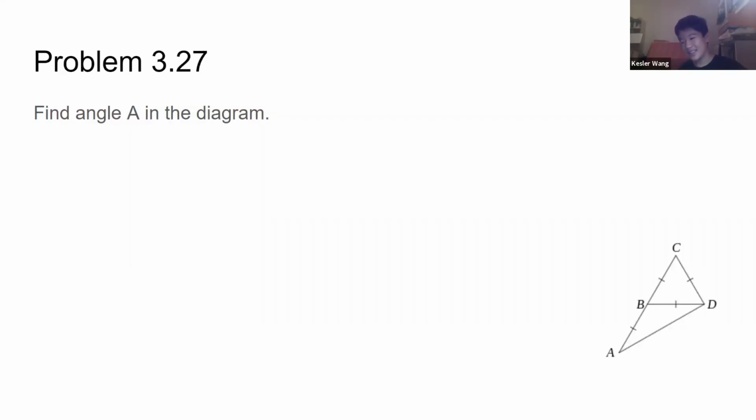Okay, so I'm going to annotate on this. This is 60 degrees and this is 180 degrees. So this angle equals 120 degrees. And because this is an isosceles triangle, this equals 30 degrees and this equals 30 degrees, so A equals 30 degrees. And that is correct.